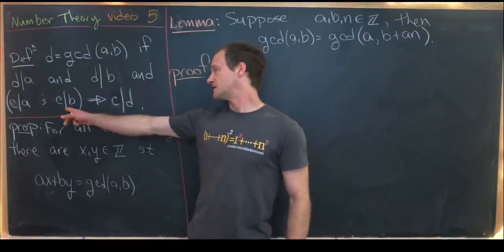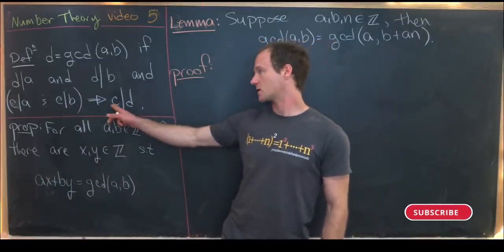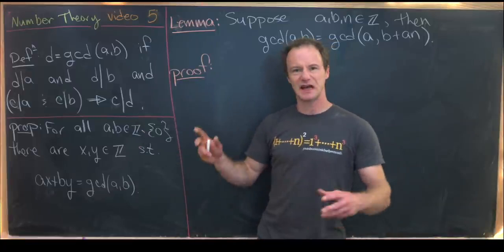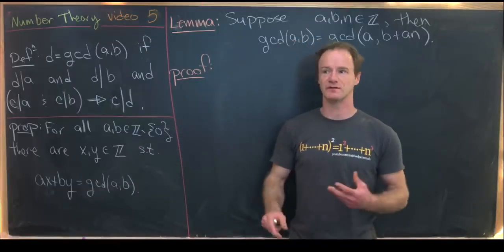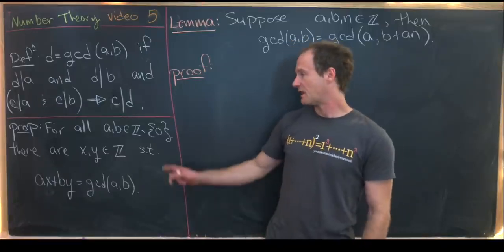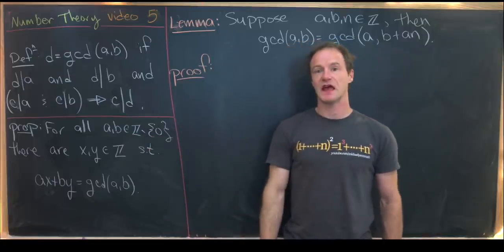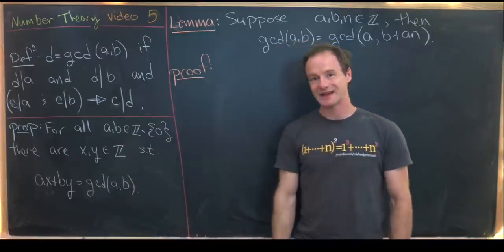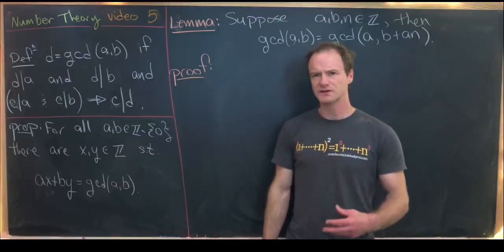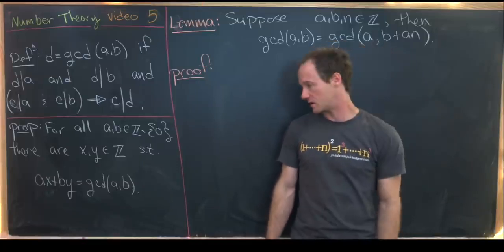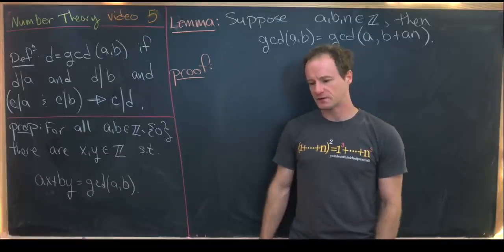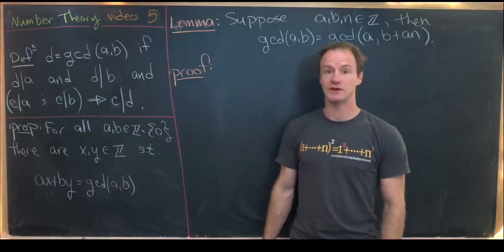So let's see. This means that if we have another common divisor, that common divisor must divide the greatest common divisor. So that means d is kind of like biggest in this ordering which involves divisibility. Then we also proved the following proposition, and that is for all non-zero integers a and b, there are integers x and y such that ax plus by equals GCD(a, b). In other words, the greatest common divisor can always be written as a linear combination of the two integers in question. We also proved some other results, but I'll let you check out that video if you need to.